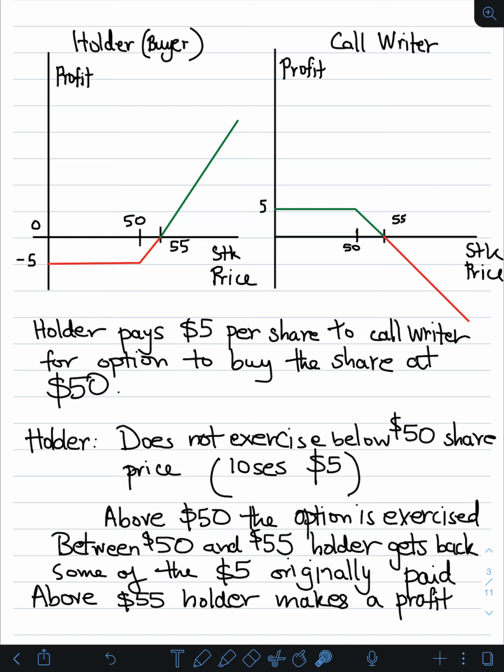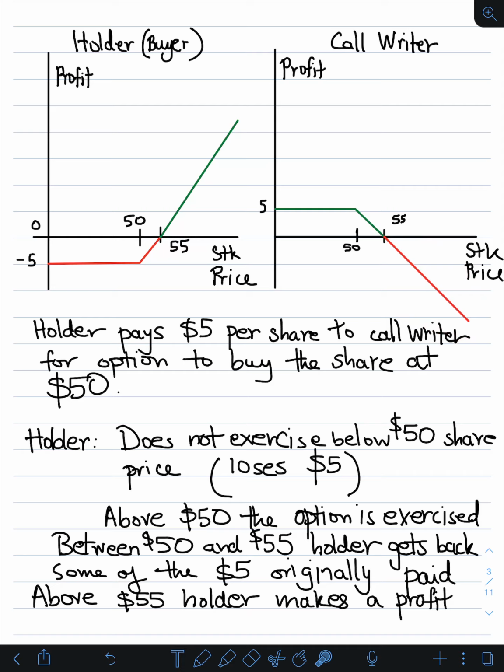Now let's look at the trend line for a call writer. For a call writer, basically this curve is flipped over. It's exactly the mirror image across the x-axis. If the price is anything less than $55, the call option writer makes a profit. Anything greater than $55, the call option writer makes a loss.